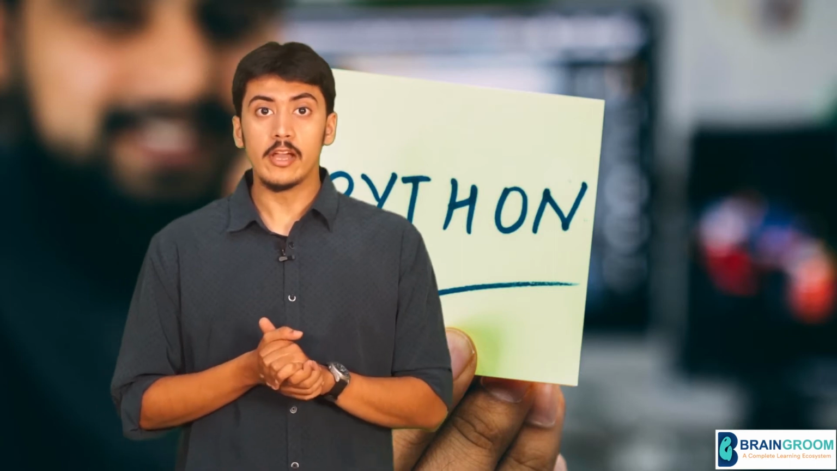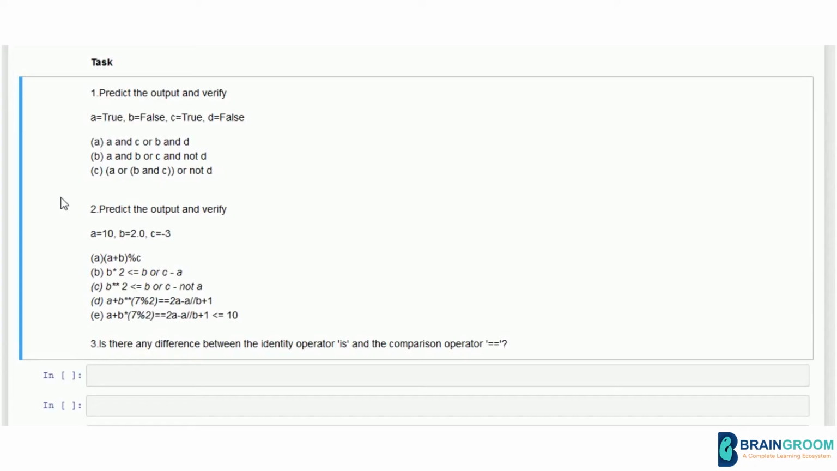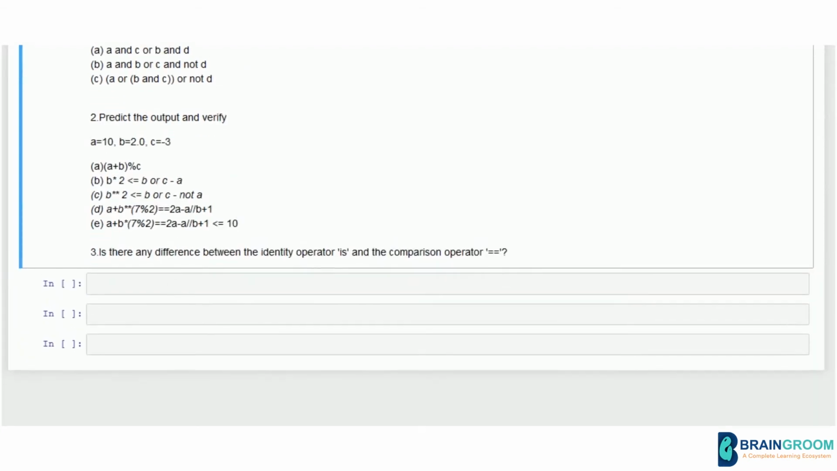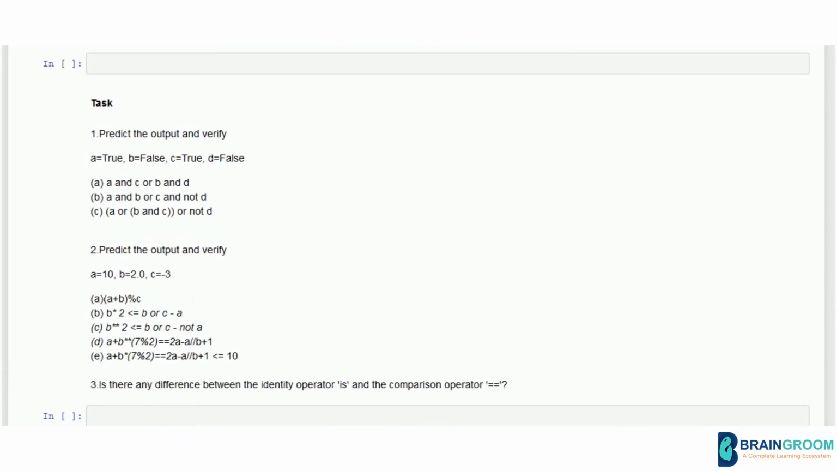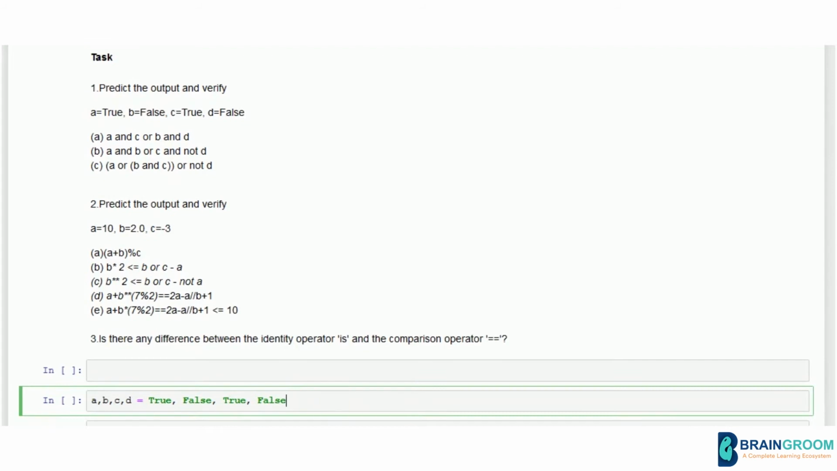Time's up. Now evaluate yourself and keep listening. Now let us check the solutions for these. The first question, so these are the sample values for our variables. So we have A, B, C, D as True, False, True, and again False. So these are the input values.